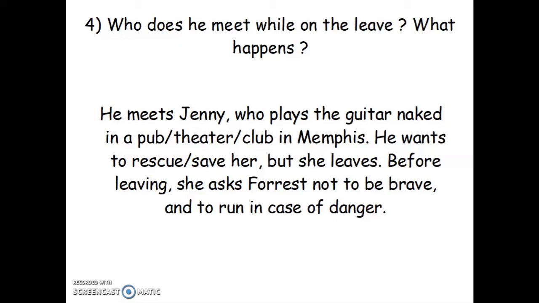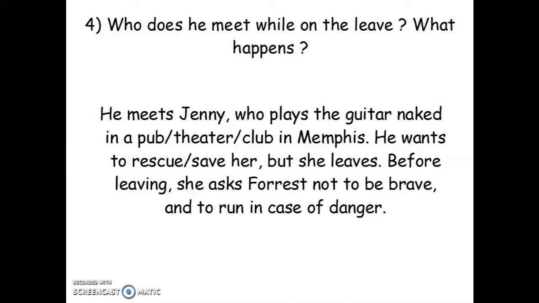So he meets Jenny, who plays the guitar naked in a pub, a theater, a club in Memphis. Here, Forrest Gump doesn't really understand what's happening there. He thinks that Jenny has fulfilled her dreams, that she is now a folk singer, but in fact she's just in a kind of club, okay, where singers, especially women, perform naked. So it's almost like a strip club, but he doesn't really understand that.